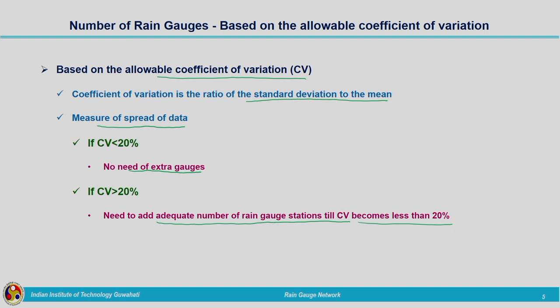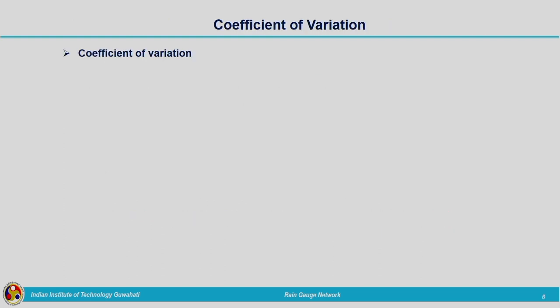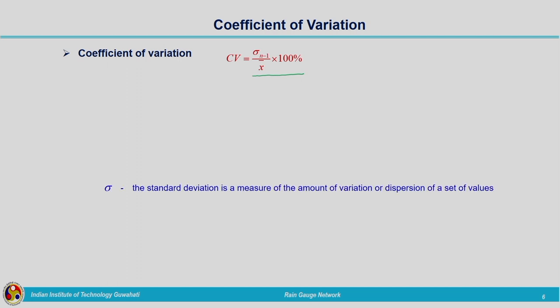Now, how can we calculate the coefficient of variation? The coefficient of variation can be calculated by using this formula. You should understand that in this case we are doing the calculation based on the sample data. So, CV is given by sigma n minus 1 divided by x bar, and we are representing it in percentage, that is, it is multiplied by 100. So, what is sigma n minus 1? Sigma is the standard deviation.